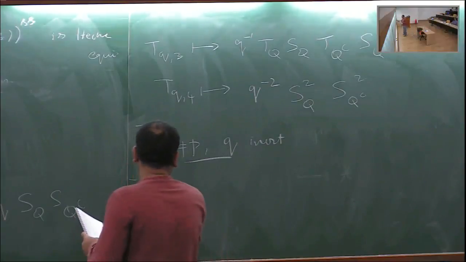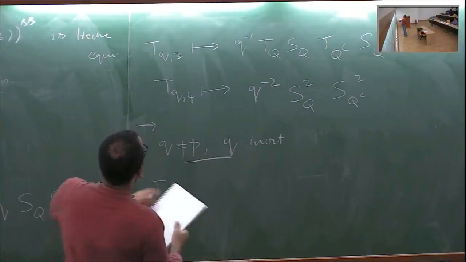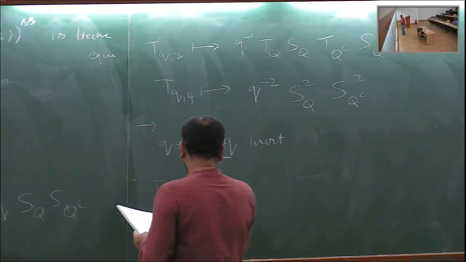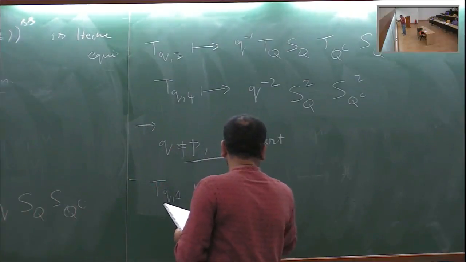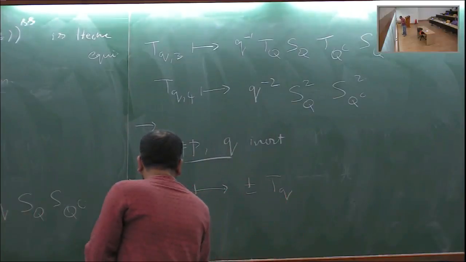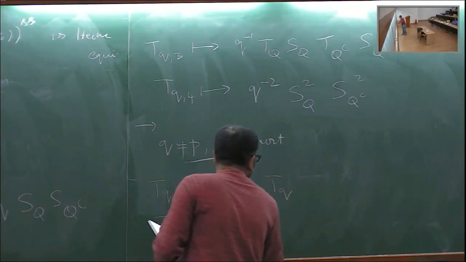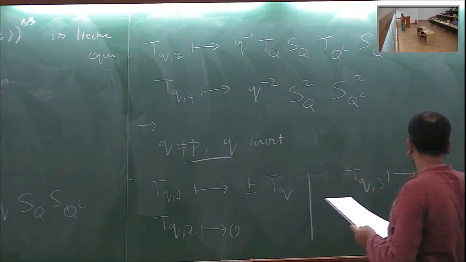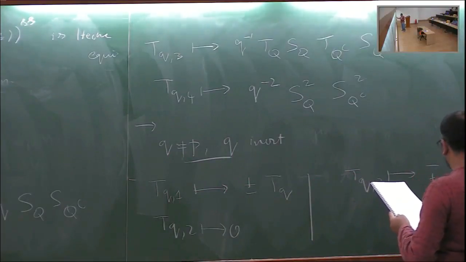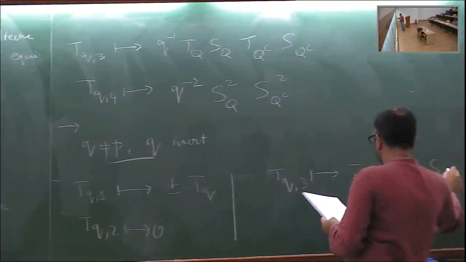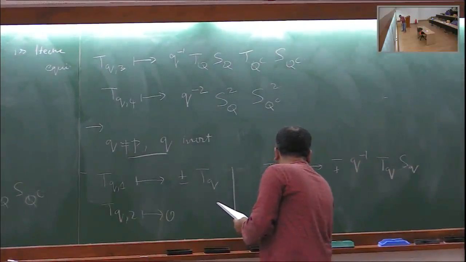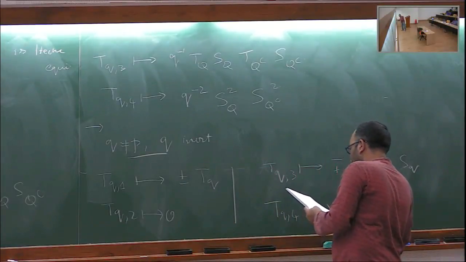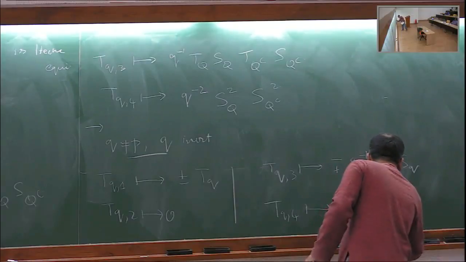So in this case, Tq1, by the way, this one actually doesn't depend on whether you're using Asai plus or the Asai minus transfer, but then this second one will. This is plus minus Tq. Tq2 goes to 0, Tq3 goes to minus plus q inverse Tq Sq, and then Tq4 goes to q to the power minus 2 Sq square.